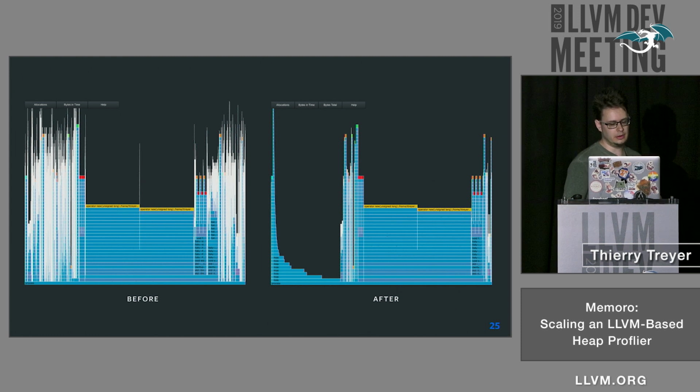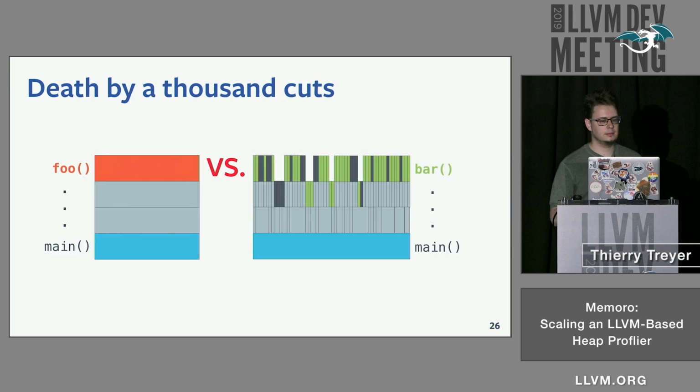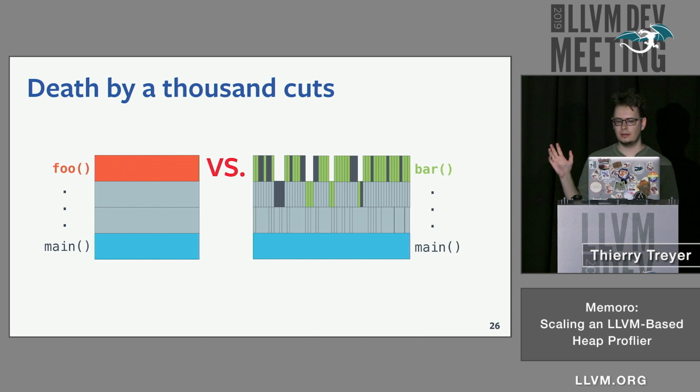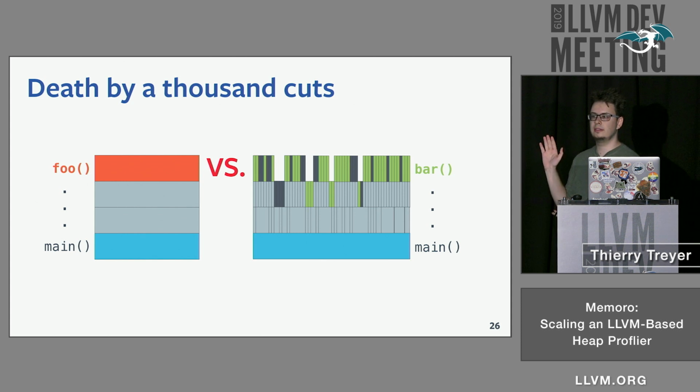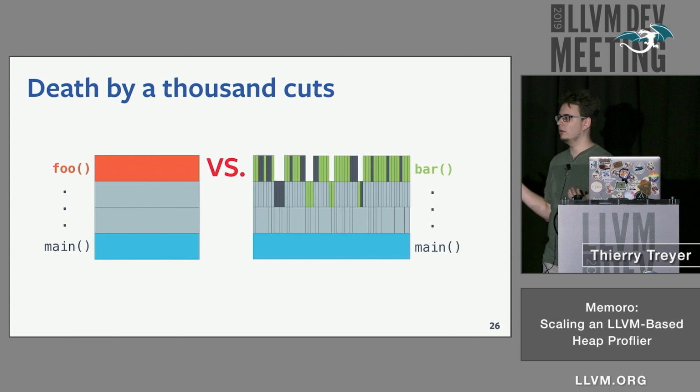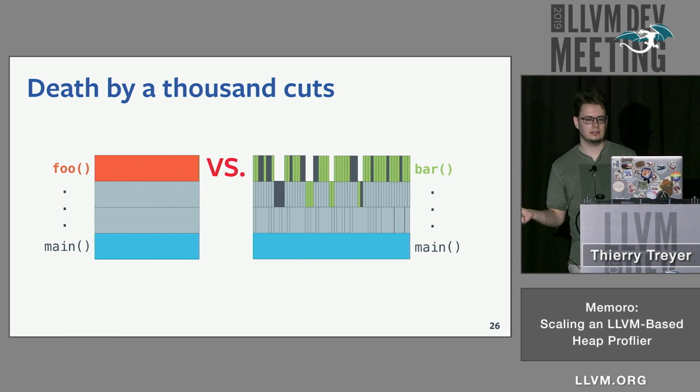Another problem we were encountering is that those small traces still contain some information. And I'm talking about the death by 1,000 cuts problem. So here we have two functions, foo and bar. Foo, in orange, has a big impact. It's really easy to read. And bar has the same impact, but since you can have multiple paths leading to it, the calls of the function bar are scattered all over the place, and you can't really see the impact it has.